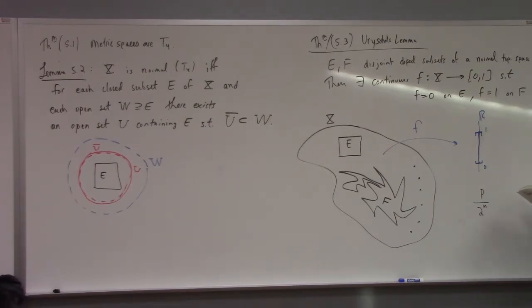Now, this is the Tietze extension theorem. It says if X is a normal topological space, Y is a closed subset of X, and F is a bounded continuous real valued function on Y, then there exists a bounded continuous real function H on X such that H is equal to F on Y. So we have X normal, Y a subset of X, closed.